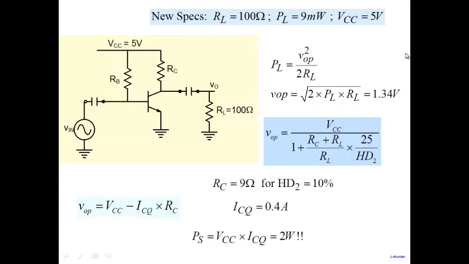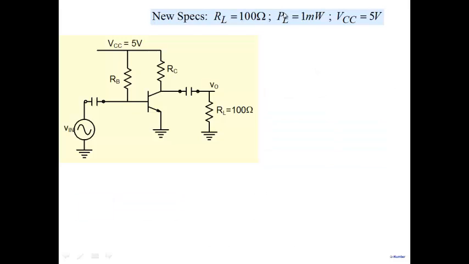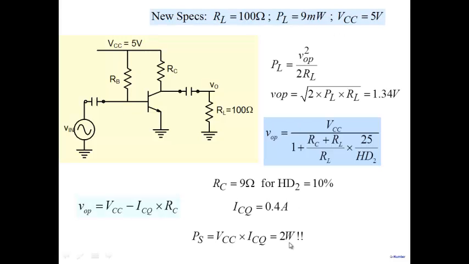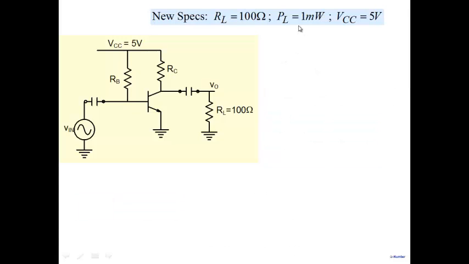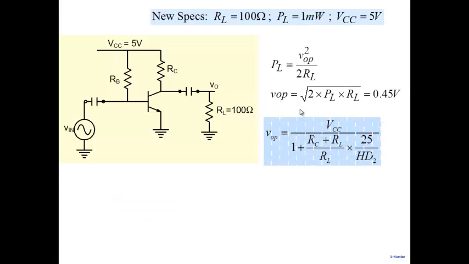All right. So maybe you're now less optimistic. You do a design for 1 milliwatt of power. 9 milliwatts is causing so much trouble here. So you say maybe 1 milliwatt. You redo the design here. All these steps you follow.